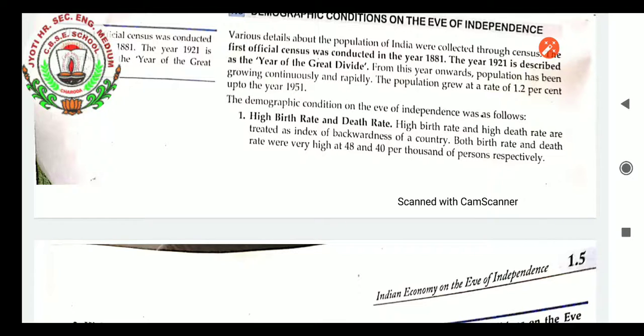High birth rate and death rate. High birth rate can increase the population unnecessarily, and high death rate says that our country is facing many types of problems. High birth rate and high death rate are treated as an index of backwardness of a country. Both birth rate and death rate were very high, at 48 and 40 per thousand persons respectively.